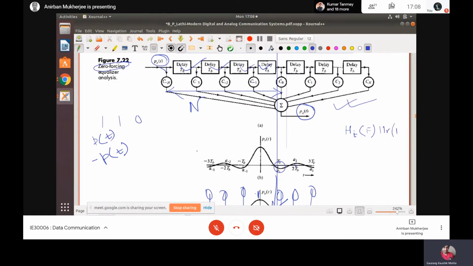HRF, channel transfer function HCF, and HEF. Now the H equalizer that we will design should be HCF's inverse that we discussed, and HTF is the transmitter filter and HRF the receiving filter. Basically, these two components, if clubbed together, give H, the raised cosine that we have studied.